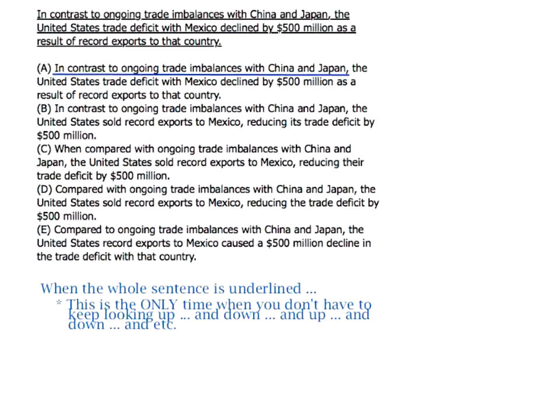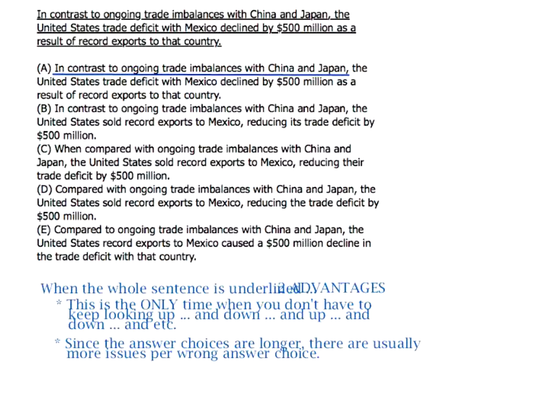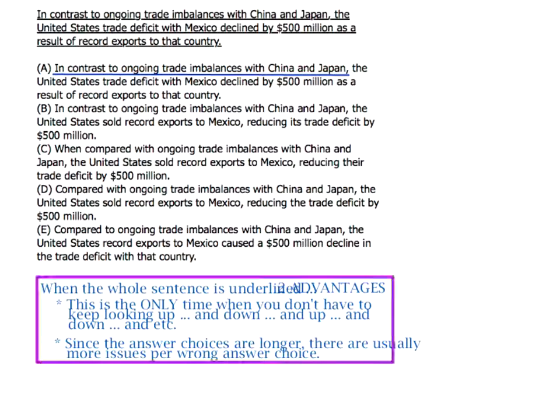So that's one advantage. There are two huge advantages. The other is that since the answer choices are longer, entire sentences, there are usually more issues per wrong answer choice. When you have a really short underline, you usually have one thing wrong, and if you don't get it, you're kind of dead. But in longer sentences, there's usually a handful of issues with each choice. So you should actually like these problems better, because you don't have to keep looking up and down, and you usually have second chances. So don't hate these things. These are your friends. All they want to do is be your friend.